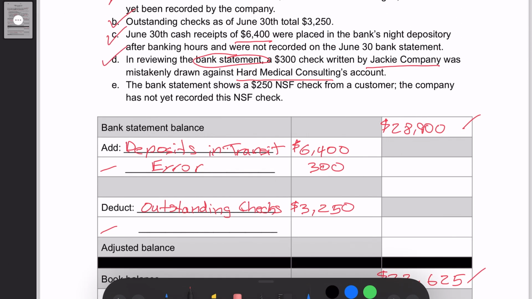Next, we have E. It says, the bank statement shows a $250 NSF check from a customer. The company has not yet recorded this NSF check. So what has happened? We go ahead and we deposit a check to the bank from a customer. When we deposit that check, and when we receive that check more specifically, we've recorded it and logged it down as an increase to cash on our books.